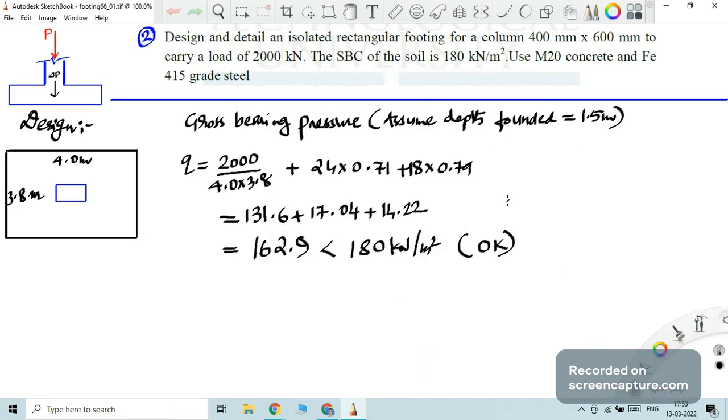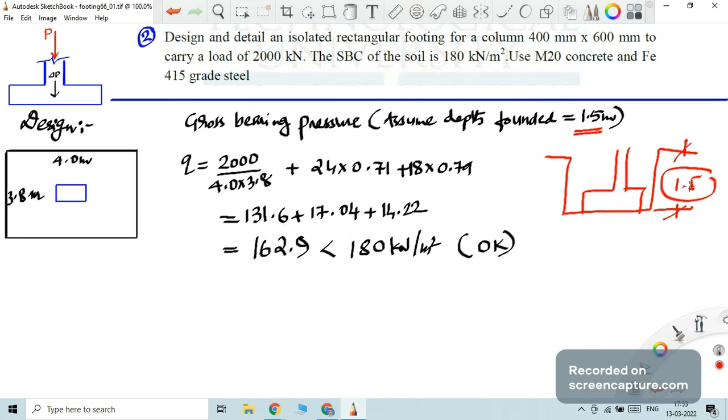Now we need to calculate the gross bearing pressure, because you have assumed 10% extra in that calculation. You got the real depth, etc. So you need to cross check that 10% here. So here there is an assumption as in the previous problem. Assume the depth of foundation, because this is the excavation done and we keep the foundation at a depth, and this depth I have assumed as 1.5 meter.